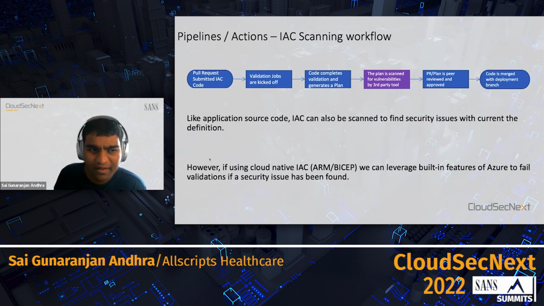For IAC scanning, we primarily have two options. If you're using Terraform, you can use third-party tools such as Prisma Cloud or Wiz or any other security or code scanning tools that actually scan your Terraform plan for any vulnerable configurations. But if you're using platform native tools such as ARM templates or Azure Bicep, you'll be able to use services such as Azure Policy to validate your deployments.